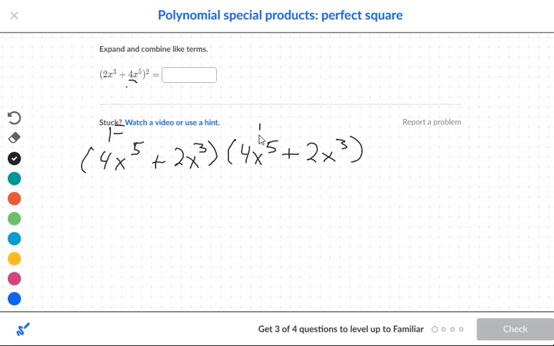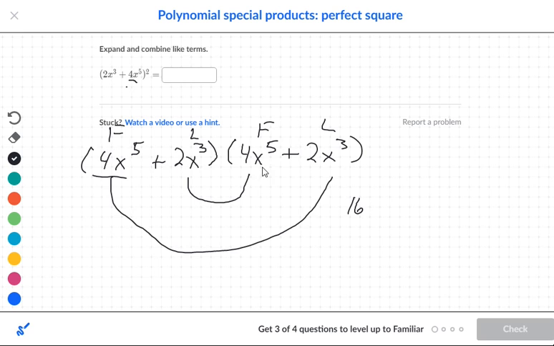So this is my first, and this is my last. And then we just go double smiles. So 4 times 4, that's going to be 16. And we got 5 x's and 5 x's, which is 10, and we're going to write that with our degrees. Now the inside smile is 2 times 4 is 8, and we have 3 and we have 5, so this is x to the 8th. The outside smile is 4 times 2 is 8, and it's x to the 8th.